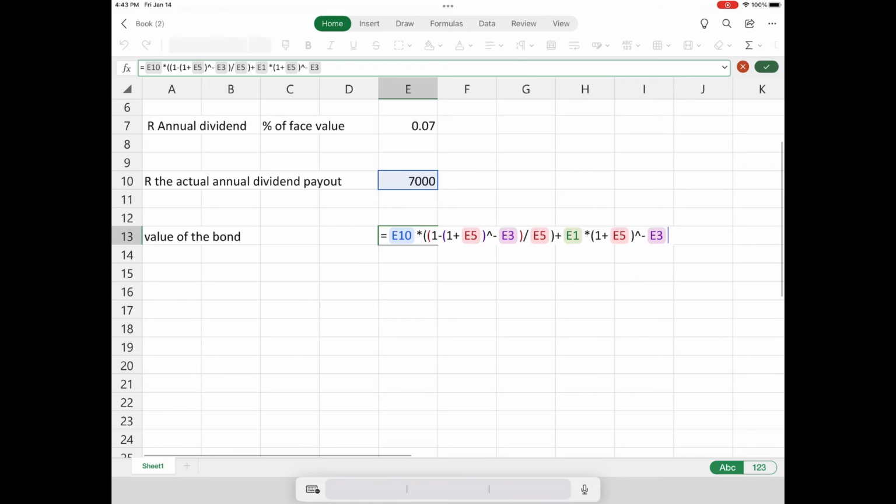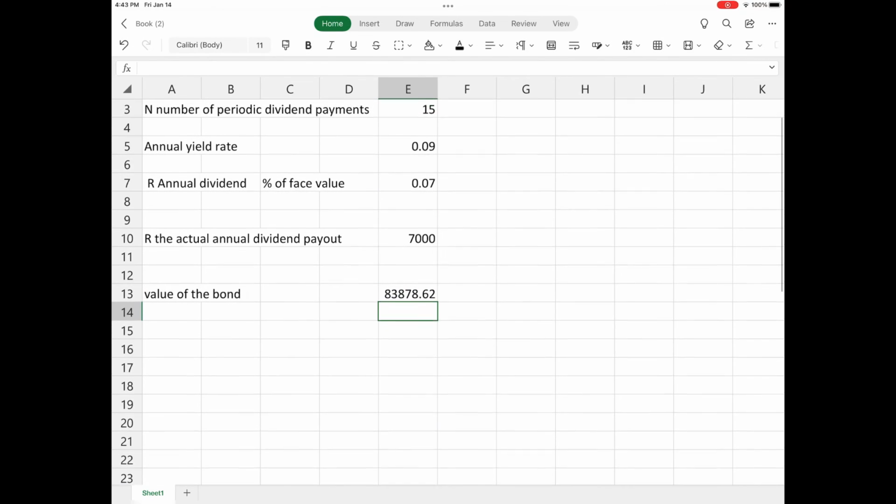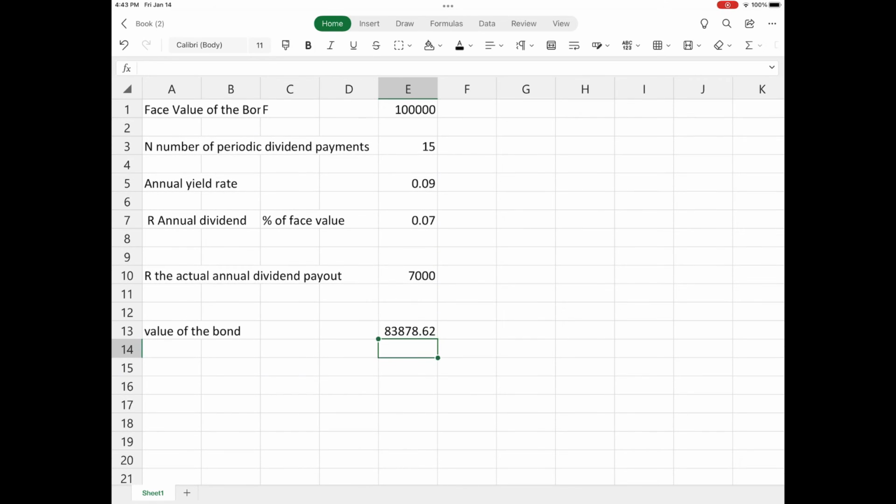Let's try a 3 lakh bond. Now imagine I am putting a face value of 3 lakhs, and I am changing the value to 5 years. Now you see the value of the bond has already changed. For 3 lakhs, I can pay only 2 lakh 76,000 for this bond. So you keep playing around with these values and you can get the value of the bond by using this formula.